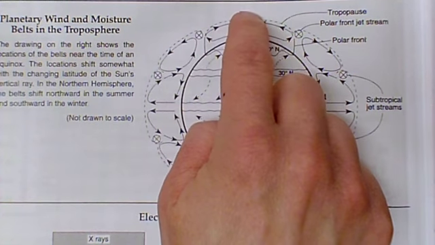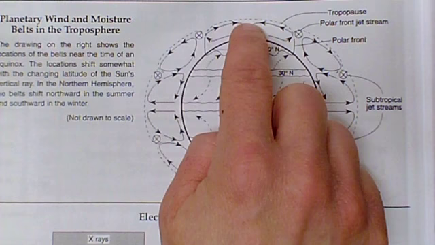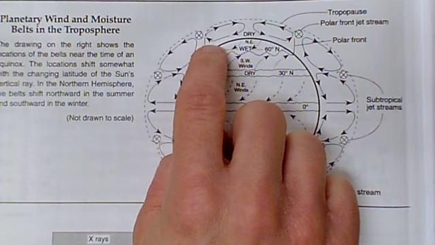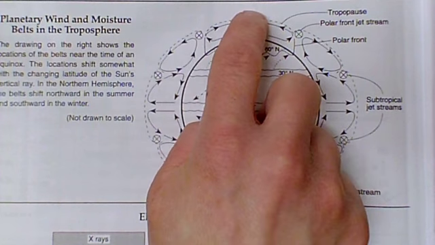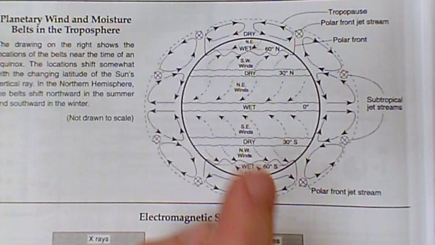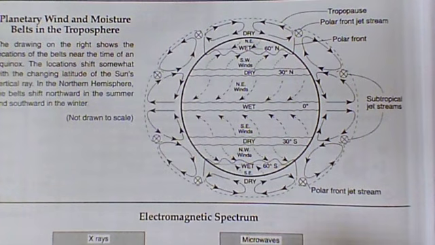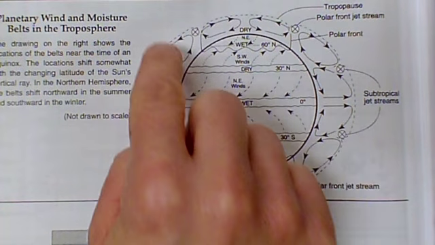So at the poles, we have some dense air sinking, okay? The air warms, it rises. We have a nice convection current here. So we have a high, we have a low. And remember, we always move from the high to the low when we're producing our convection currents.